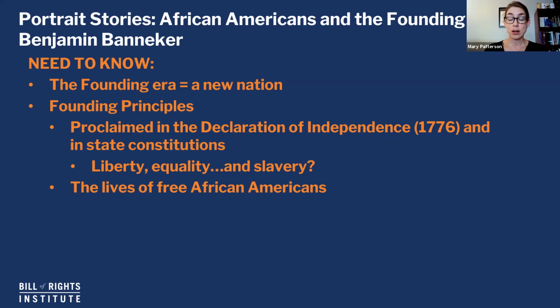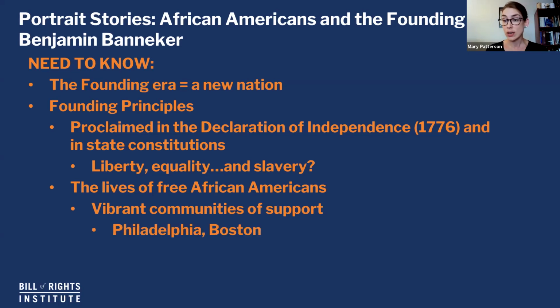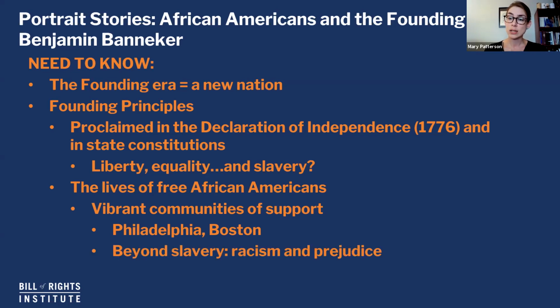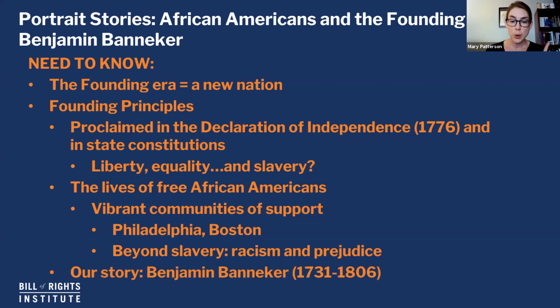But there are individuals that are not in the system of slavery, and that's where Benjamin Banneker comes in. He's an example of an African-American who's not born into the system of slavery. And freed African-Americans in the founding era have these vibrant communities of support, especially in Philadelphia and Boston, but elsewhere as well. And they'll need that support because even though individuals like Banneker are not born into the system of slavery, they're still dealing with racism and prejudice. So Benjamin Banneker is a really fascinating part of this story, and he lives from 1731 to 1806.